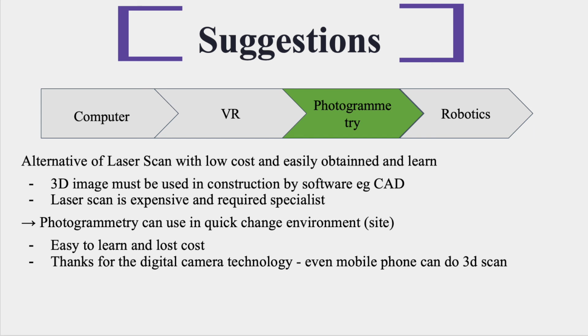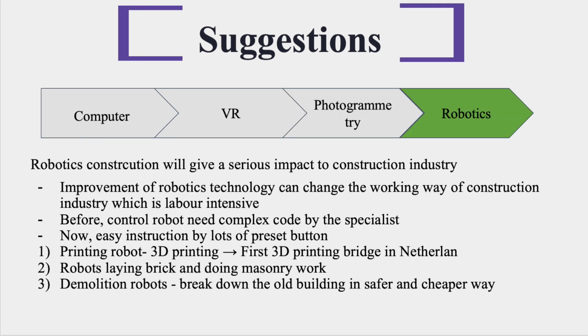And photogrammetry is the alternative to the laser scanner, with a lower cost and easier to obtain. A 3D image must be used in the construction by some software such as CAD or Vivid. A laser scanner is expensive and requires specialists. So photogrammetry is very quick to use and very quick to learn and obtain in the construction environment, and it has a lower cost. And the digital camera evolution also helps a lot to make 3D graphics easily.